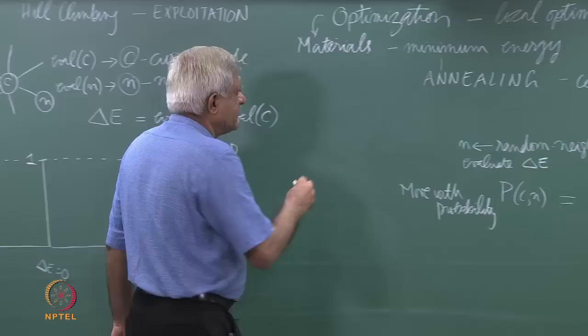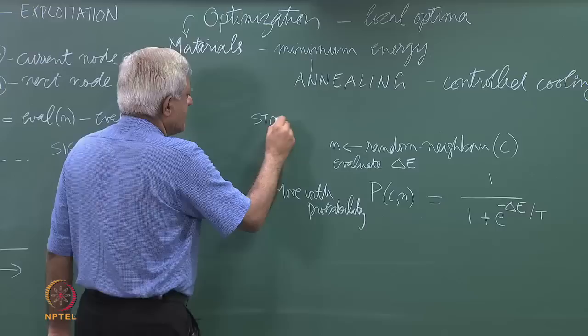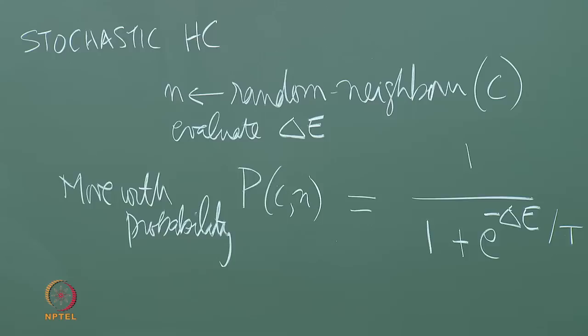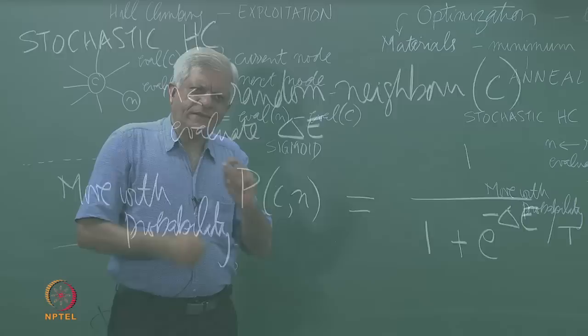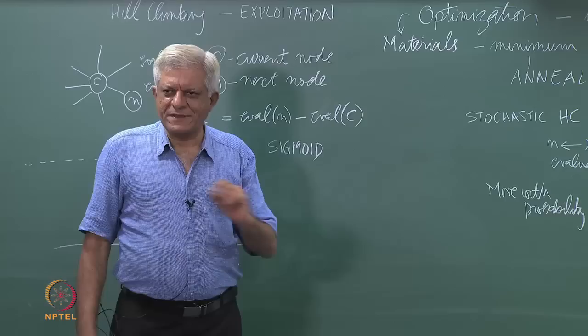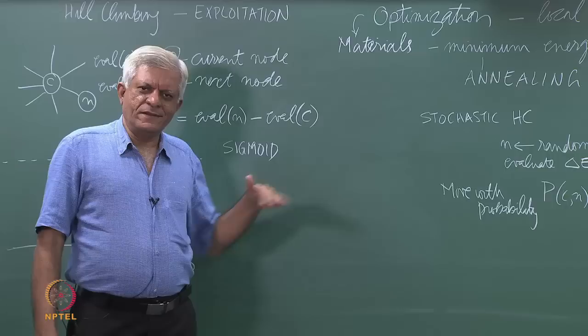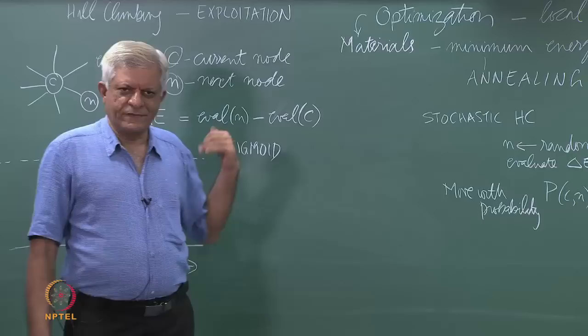This algorithm is called stochastic hill climbing. I will just write HC for hill climbing. It is not purely hill climbing. Hill climbing would only go in the direction of the steepest gradient, but this has a tendency to go in the direction of better values. We are still talking about maximization, so it still has a tendency to go up.